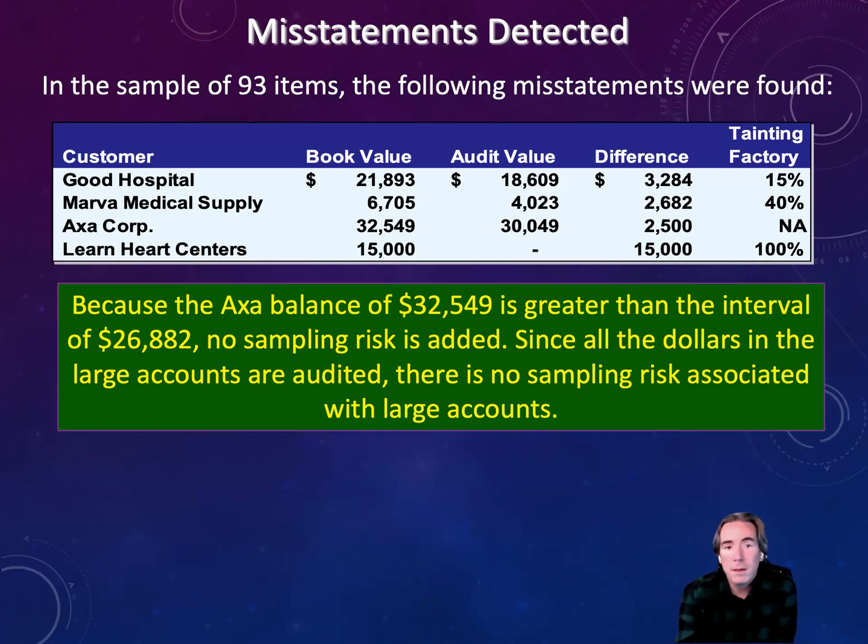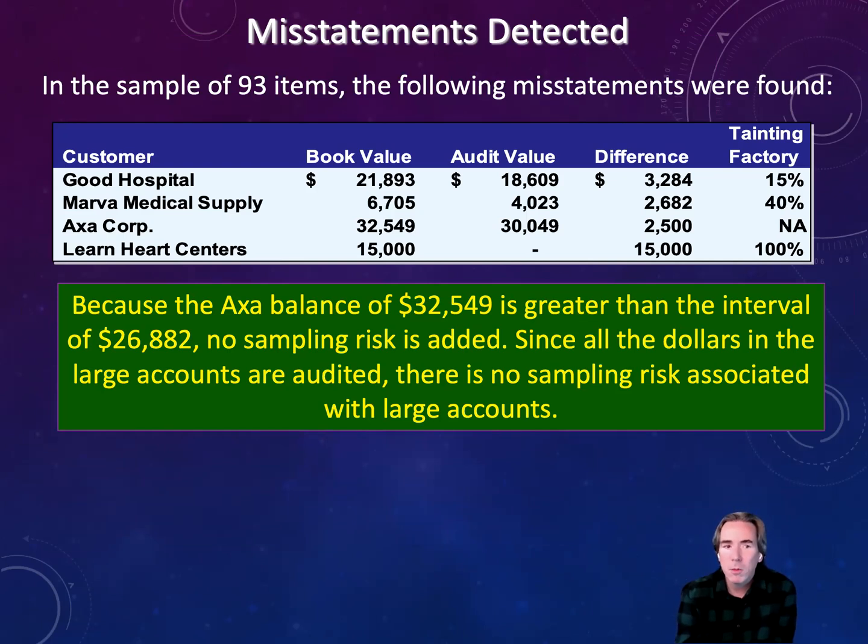The first one had a book value of 21,000, and we said it was 18,609, which said there was a $3,200 difference. We would calculate the taint or tainting factor as the difference divided by the book value. So book value minus audited value divided by book value. And so we would do that for each account.